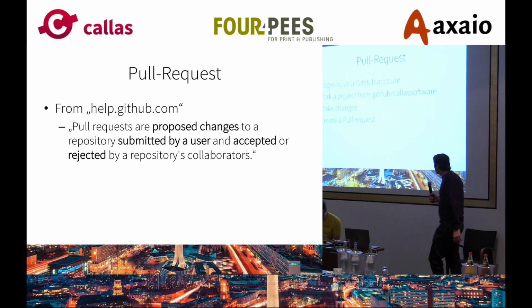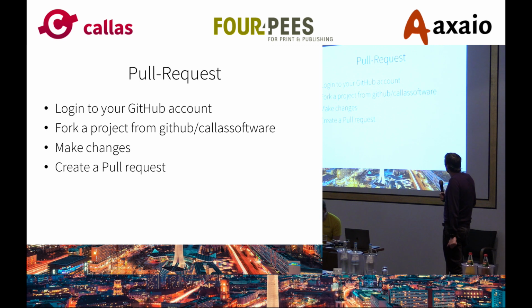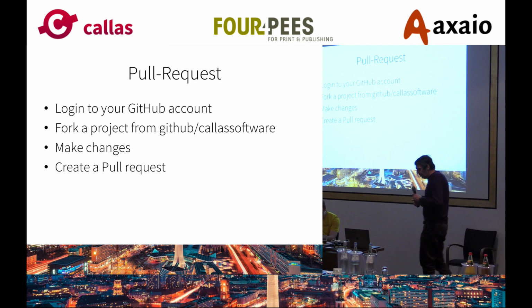Okay, so how does it work? You log into your GitHub account, you fork a project from GitHub Callas software, you make changes, and you create a pull request.